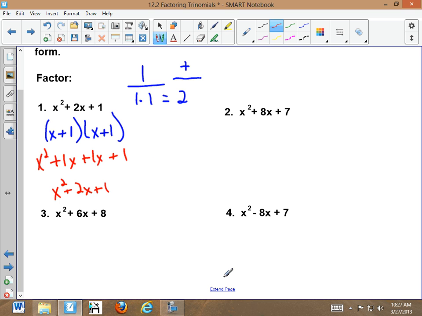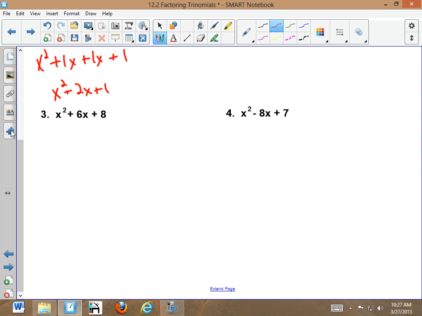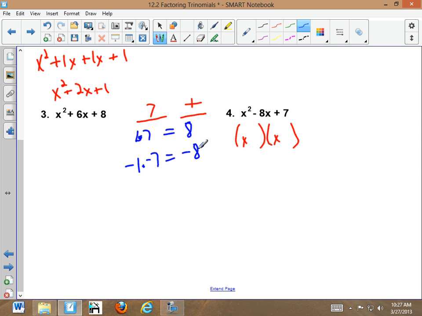Okay, the last one we're going to look at is number 4. Go ahead and do number 4. Pause the video. When you get an answer, start it back up again. Let's see if you got the right answer. Okay, the first thing I do is x times x. Now, 7. I need two numbers that multiply to give me 7, but add up to -8. So let's see. Here we go. 1 times 7 gives me 7, but adds up to +8. -1 times -7 gives me a +7 and adds up to -8. That's what we want. -1 minus 7.